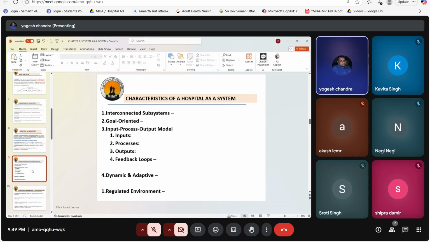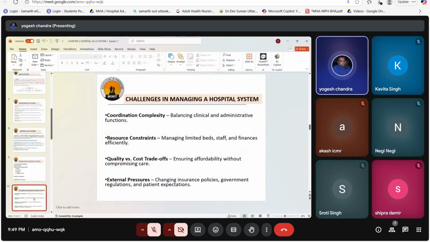After that, these are something for exercise purposes, which I have already told you. Which will be the interconnected systems, it will be goal oriented, it will be an input process output model. In these things you can take the example of a lot of services of the hospital. This is just to make you understand how you can do the practice.